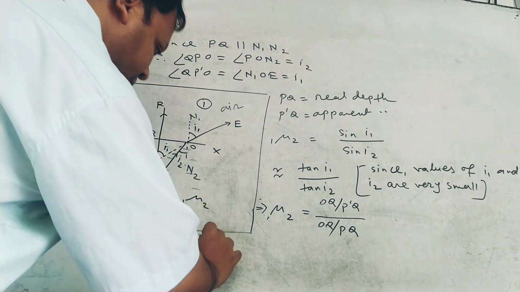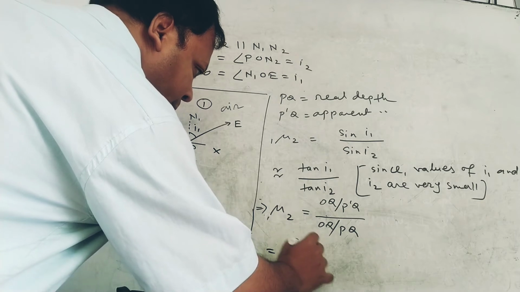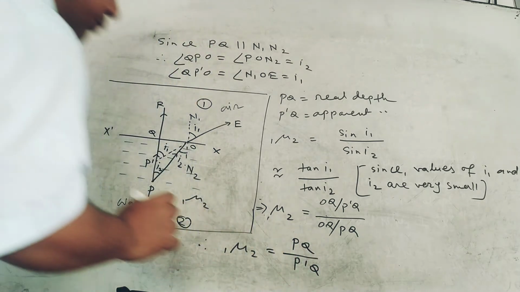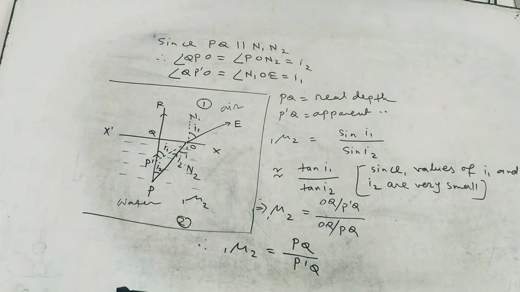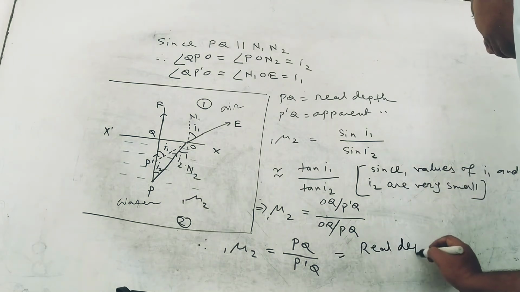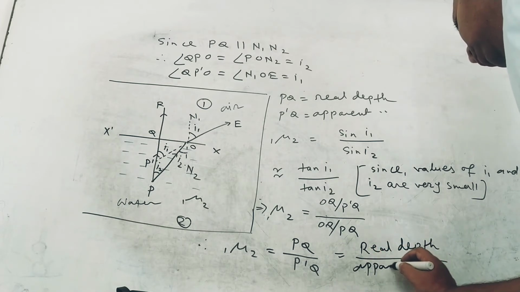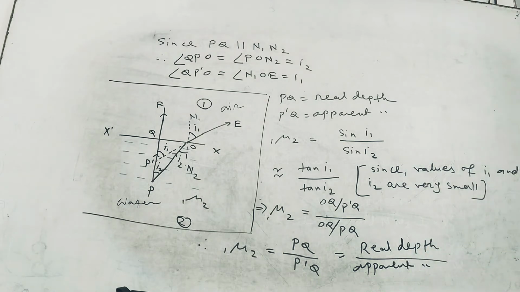This gives 1 mu 2 is equal to PQ by P prime Q, which is equal to real depth by apparent depth. This is the relation between real depth and apparent depth with the refractive index of the denser medium with respect to the rarer medium.